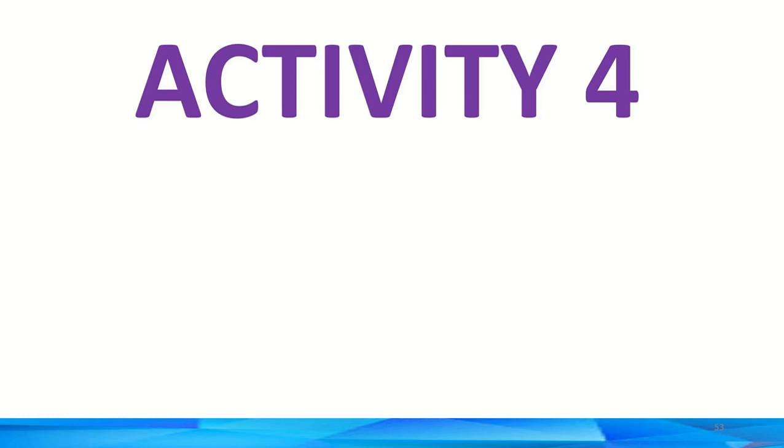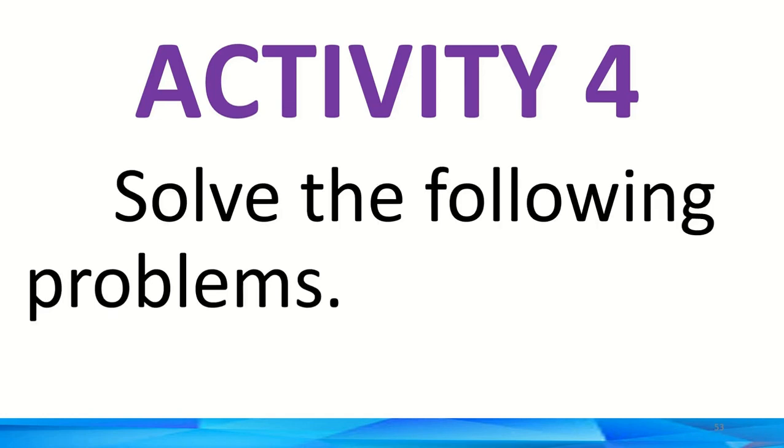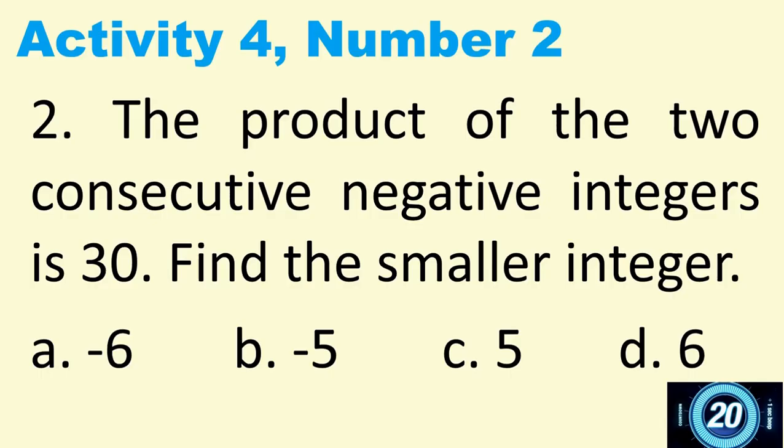Activity 4. Let us see if you understood our lesson. In your last, we will try to answer the different activities to understand better the lesson. Let's have activity number 4. The instruction is, solve the following problems. Question number 2. In activity 4, the product of two consecutive negative integers is 30. Find the smaller integer.